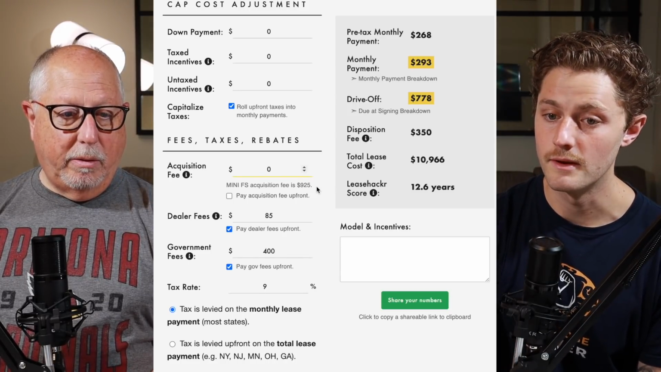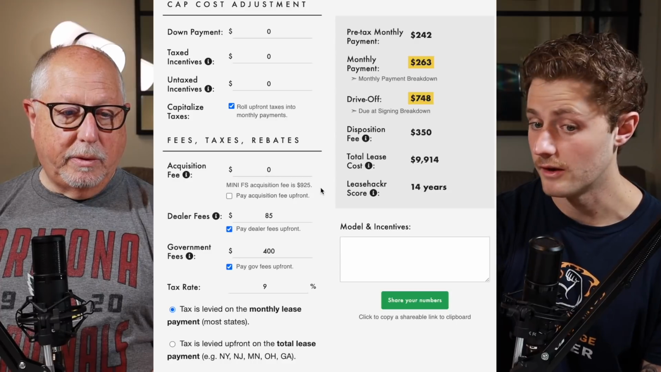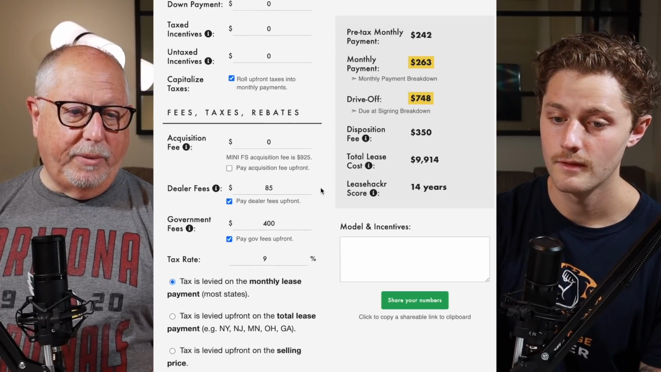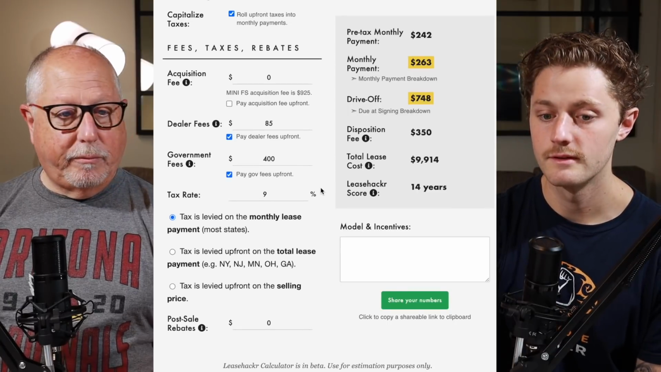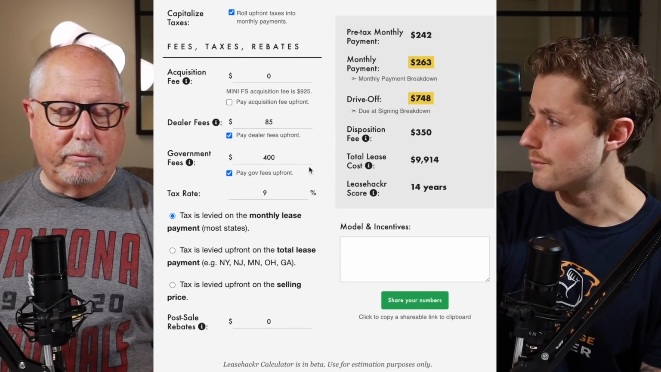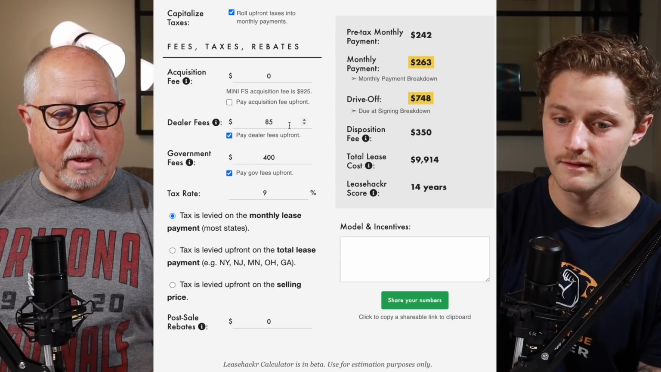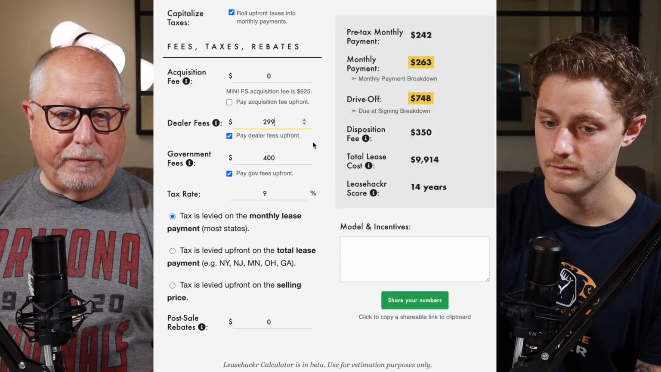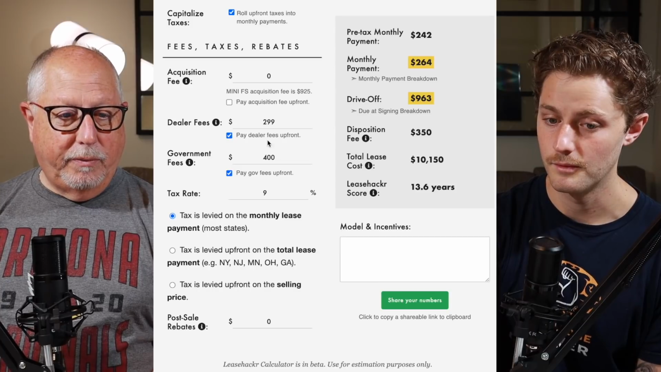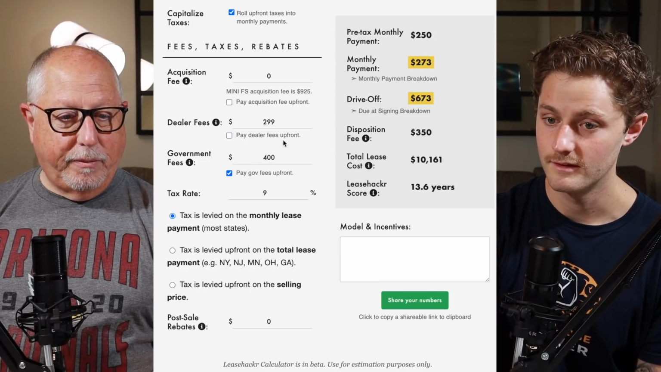You can see they say Mini Financial Services acquisition fee is $925. But for me it was zero, because if you're an employee, they waive it. Dealer fees probably would have been $299. It was $299 back then. Did you pay them up front? No, I rolled everything into the lease. So uncheck that, and you can see what it does.